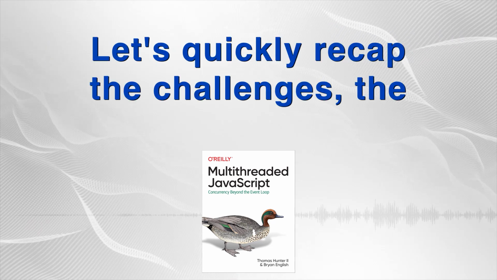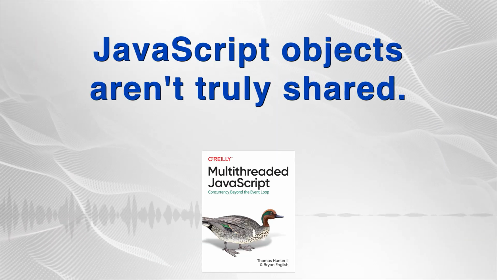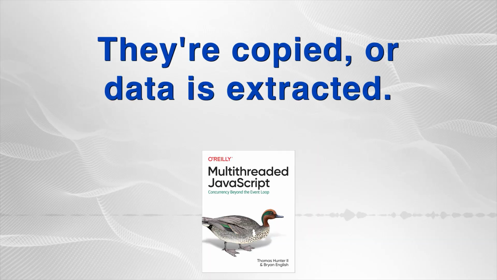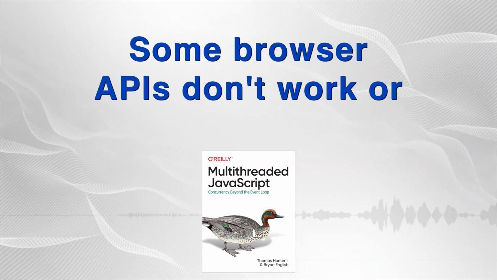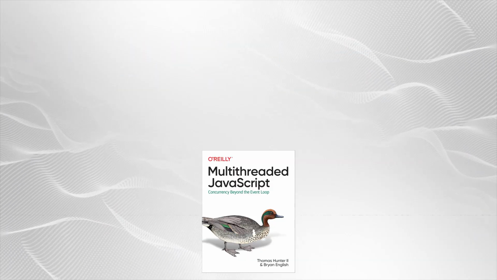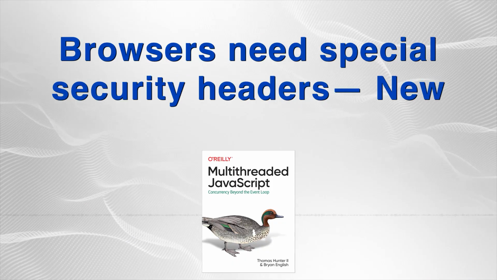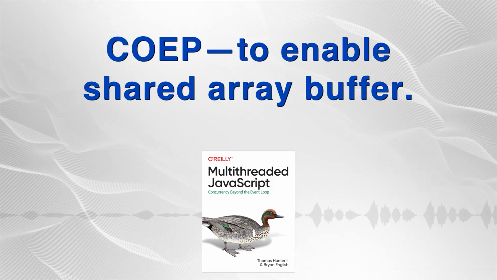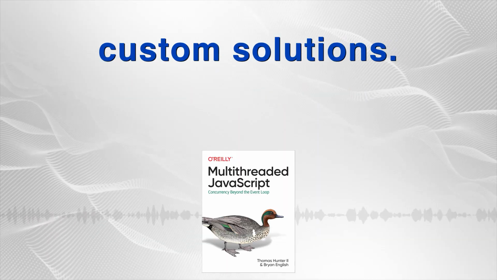Let's quickly recap the challenges, the caveats. Shared memory is complex. JavaScript objects aren't truly shared. They're copied or data is extracted. Web workers can't access the DOM. Some browser APIs don't work or work differently in workers. The structured clone algorithm has limits. Browsers need special security headers, COOP and COEP, to enable SharedArrayBuffer. And knowing exactly when a worker is ready for shared memory requires custom solutions.